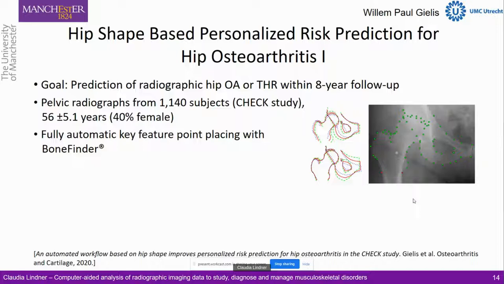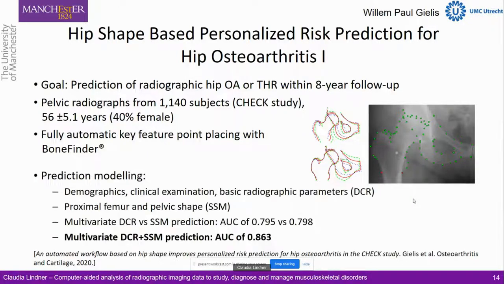And in addition to the images for this study, we also had clinical information. So we had demographic information for the patients. We had clinic examination data and also basic clinical radiographic parameters, such as information on osteophytes and joint space narrowing. And so here we built three different prediction models, one just based on the clinical parameters, which achieved an area under the curve of 0.8.